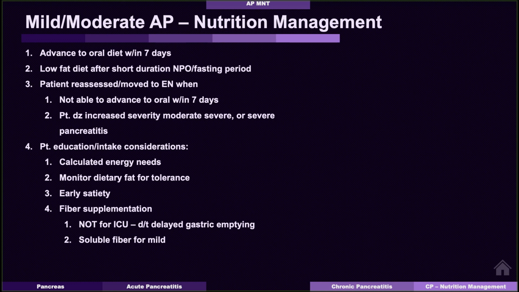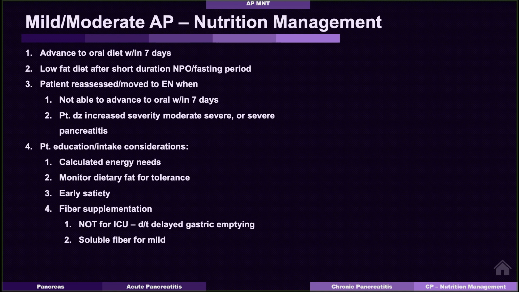Some other considerations: education with intake considerations, calculating energy needs, monitoring for dietary fat tolerance, early satiety. Fiber supplementation is controversial, not recommended for patients in the ICU due to delayed gastric emptying. Perhaps soluble fiber for mild if they're experiencing diarrhea.